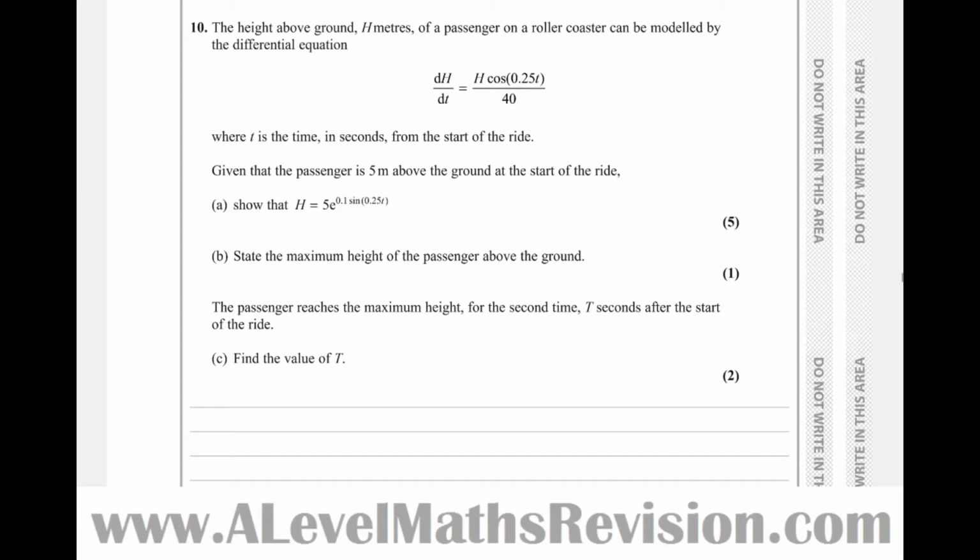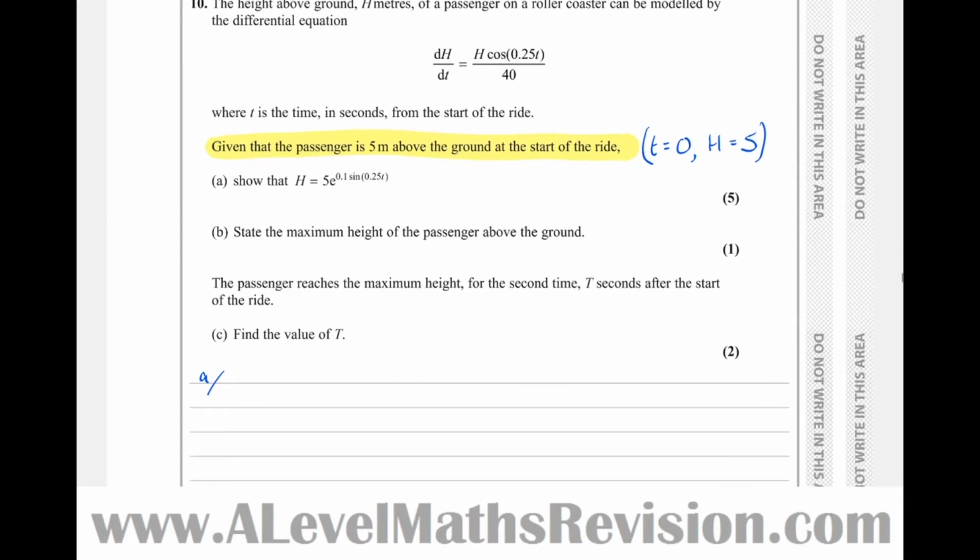Right, so what that's telling us, I'm going to stop reading there because a key bit of information here we're being given, so we should write it down. That's telling us that when t equals 0, i.e. at the start of the ride, the height, h, is 5. So part A says show that h equals that there. Basically it's asking us to solve this differential equation subject to these initial conditions here, sometimes called boundary conditions.